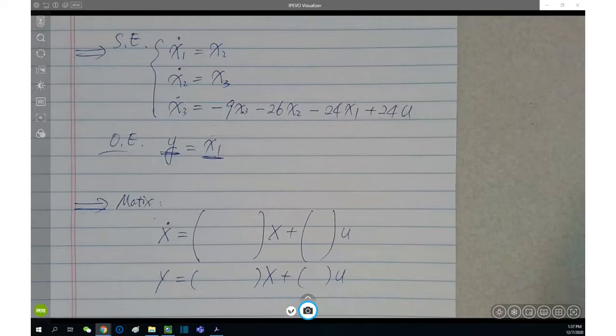I give you guys 1 minute to write this yourself. Populate these matrices, I mean A, B, C, D, the 4 matrices. I give you guys 1 minute to do this yourself.